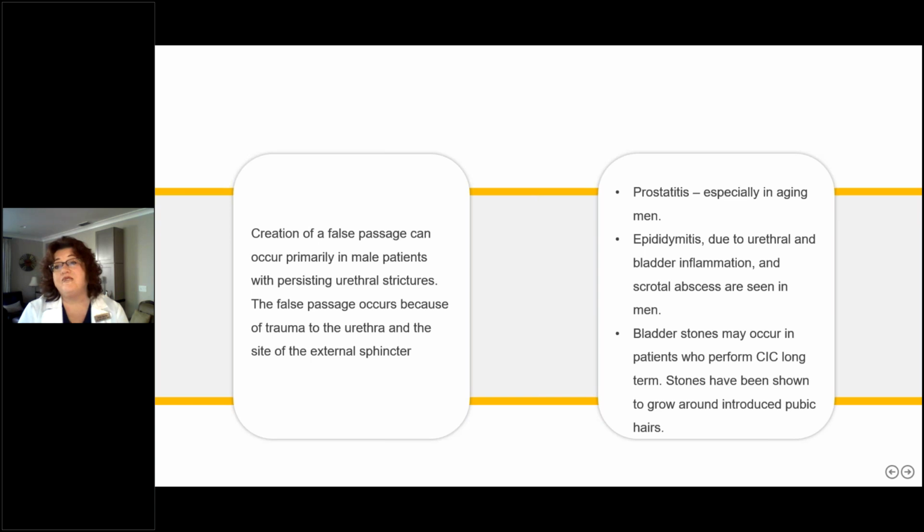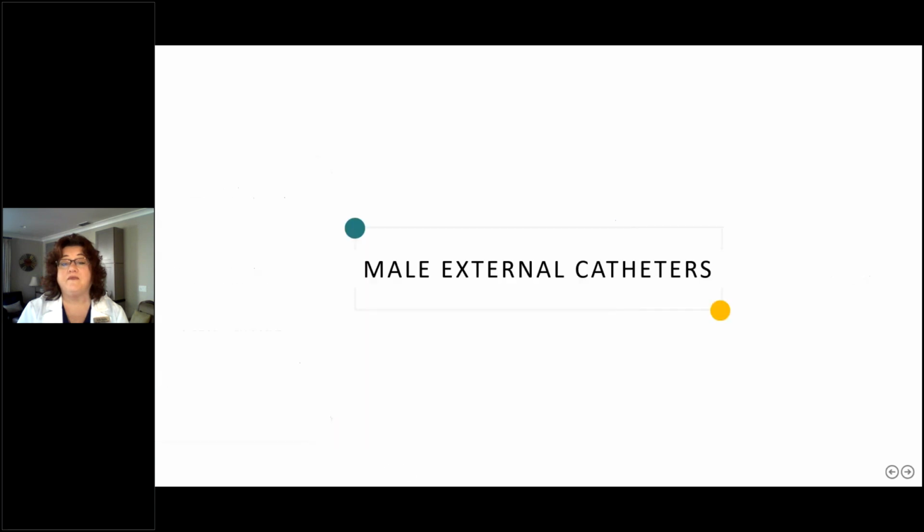Prostatitis, especially in aging men, and epididymitis due to, again, that inflammation, and scrotal abscesses are seen in men. Bladder stones can occur in patients who perform CIC long term. And stones have been shown to grow around introduced pubic hairs. So that's quite a problem for some people. They really should shave as much as they can and prevent getting those hairs inside.